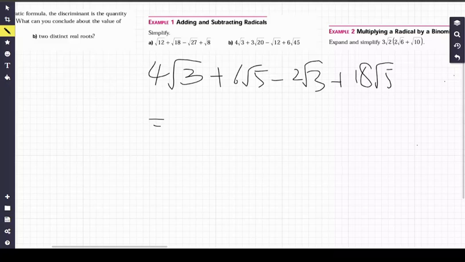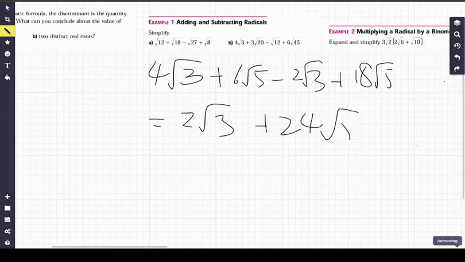Finally, we combine these together. 4 minus 2, 2 root 3. 6 root 5 plus 18, that is what, 24? Yeah, 24 root 5. And then that is our answer.